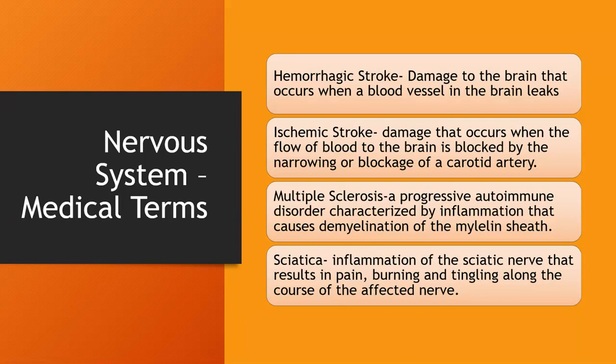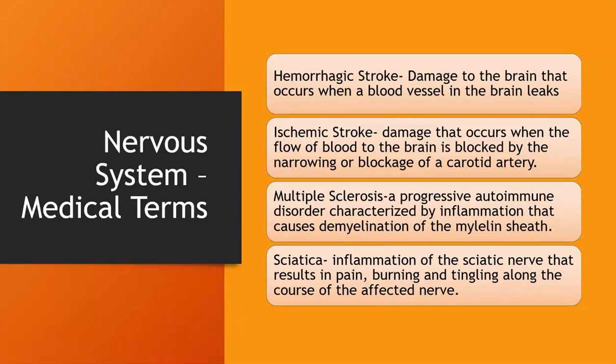Other nervous system medical terms include the hemorrhagic stroke, which is damage to the brain that occurs when a blood vessel in the brain leaks. Ischemic stroke, which is damage that occurs when the flow of the blood to the brain is blocked by the narrowing or blockage of the carotid artery.